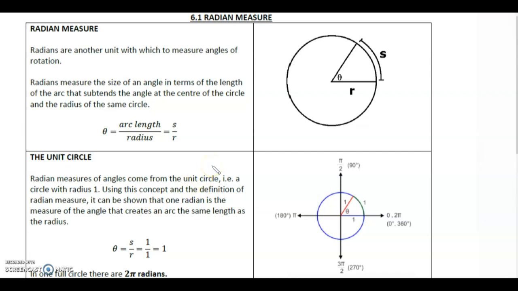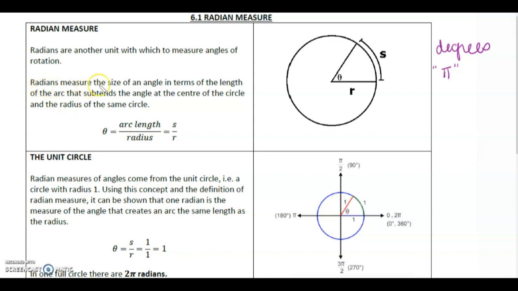Okay, 6.1 radian measure. Radians are another unit to measure angles of rotation. Up until now, we've always measured in degrees. Now we're going to measure in radians, and radians are measured and converted with pi, which of course we only use with circles.